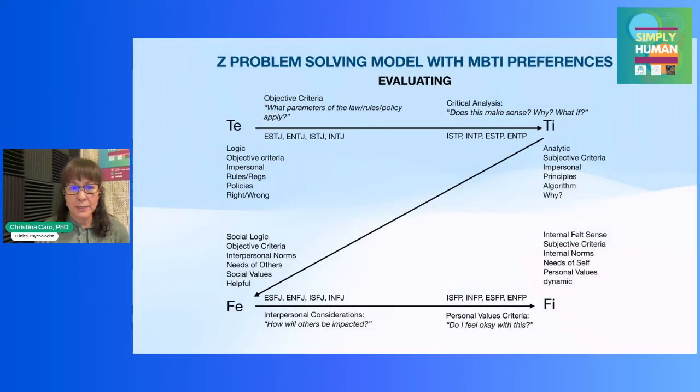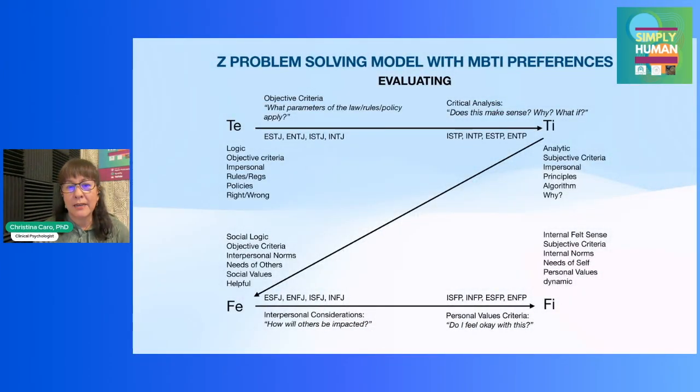And it is very self-oriented, or it's focused on what feels right to me as opposed to how does this affect other people, like the extroverted feeling. So now let's see how we would use this in the Z model. So I'm going to add this to the stage.